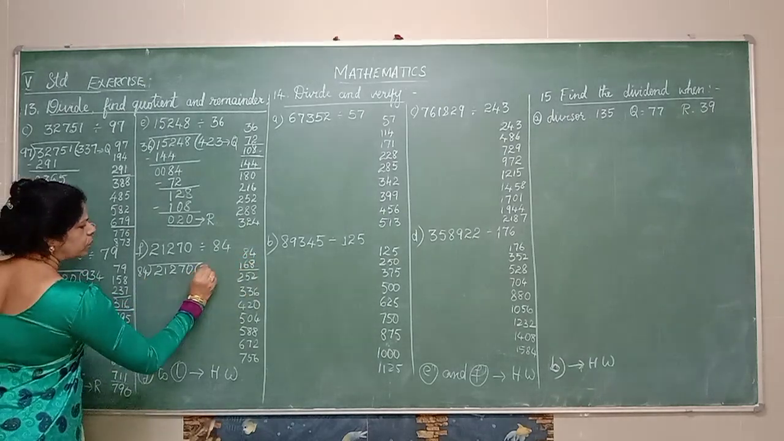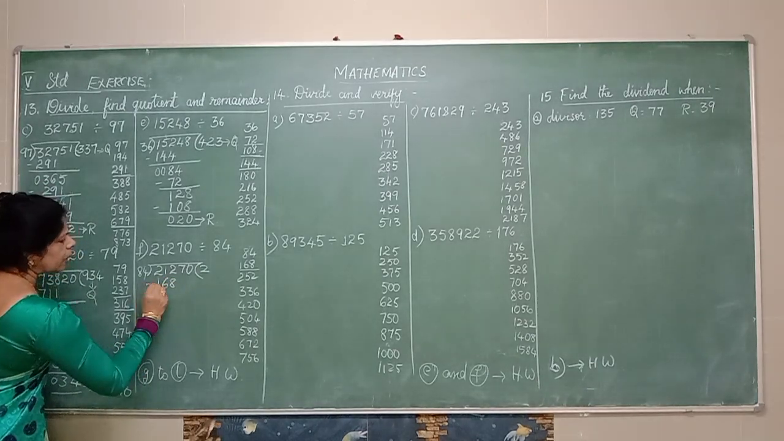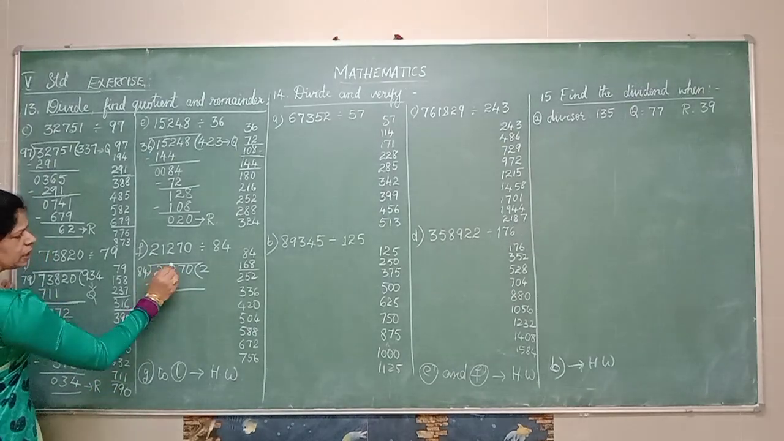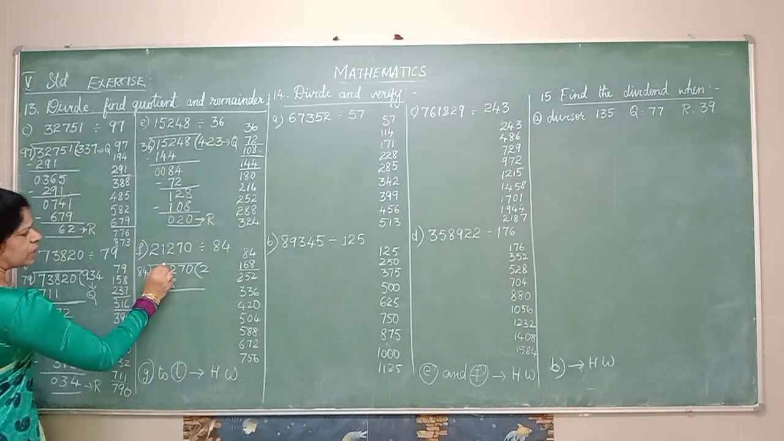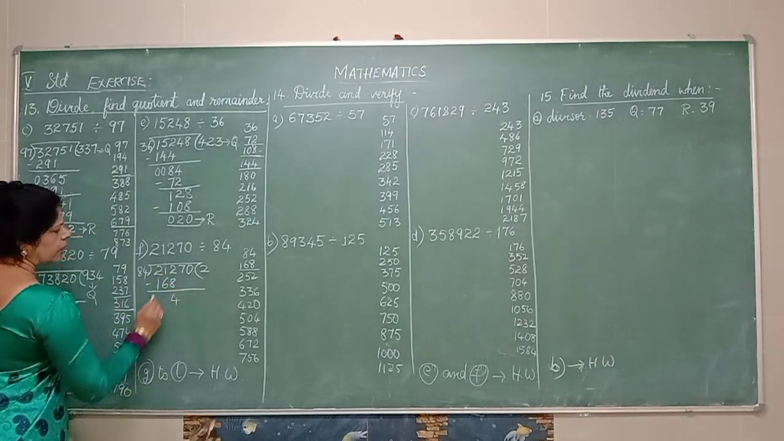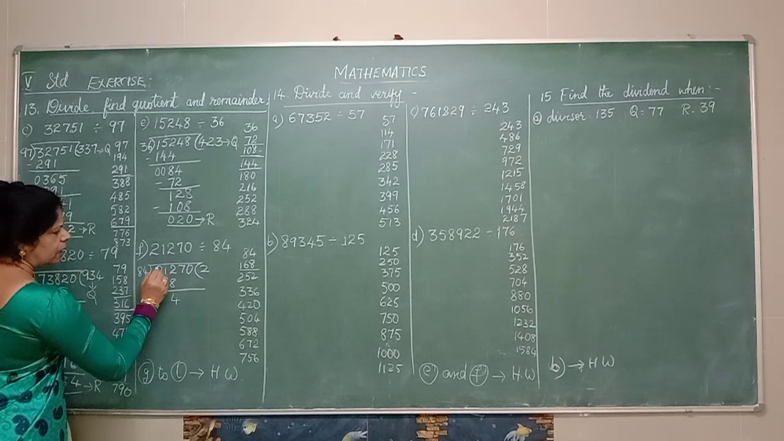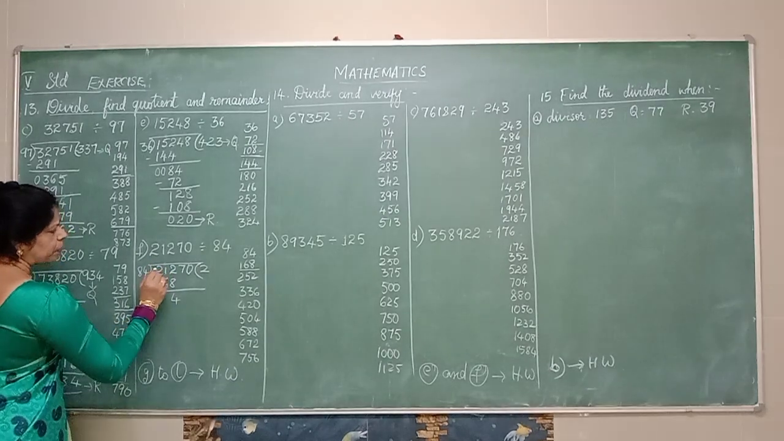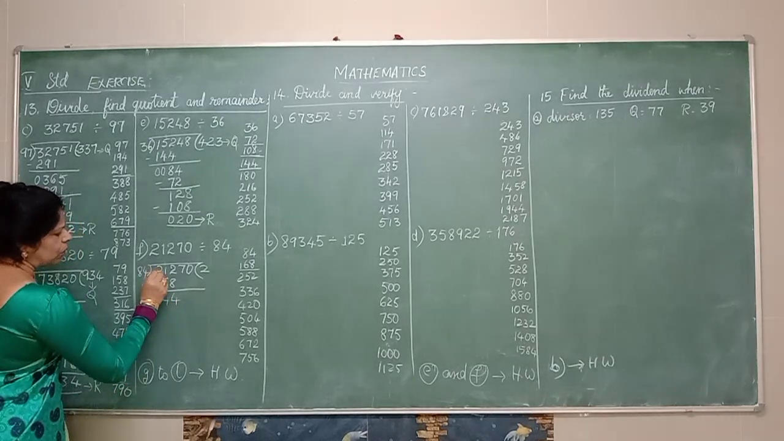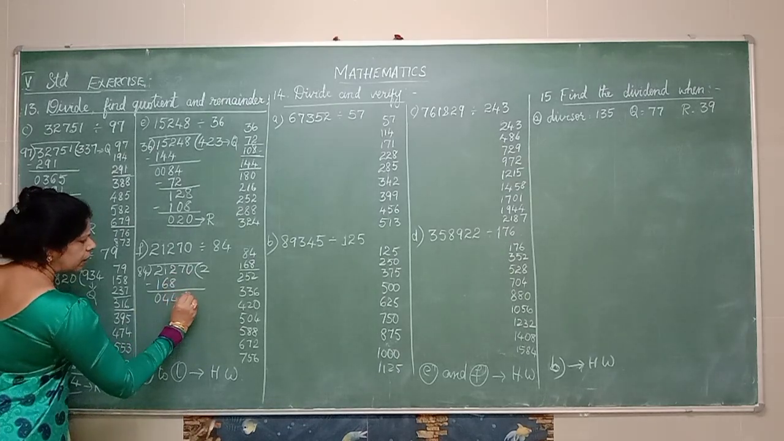So 84 2s are 168. Minus. So from 2 you cannot minus 8. Bring this here. It becomes 12. Here will be 0. Now 12 minus 8 is 4. Here 0, no. So again you have to borrow. This becomes 10. Here it will be 1. Correct? So 10 minus 6 is 4. Here 1 will remain. 1 minus 1 is 0.